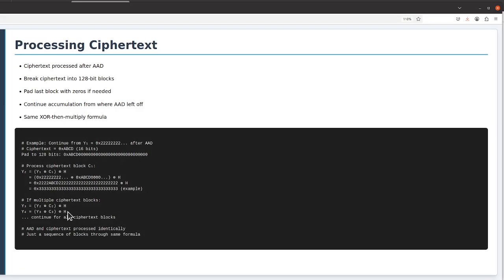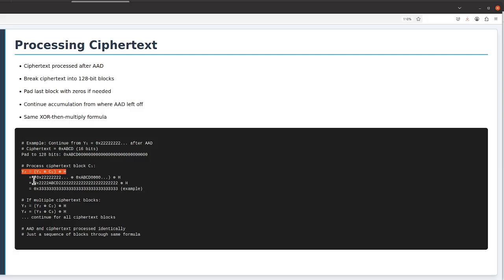Processing ciphertext. After processing the AAD, GHASH continues by processing the ciphertext. The ciphertext is also broken into 128-bit blocks, with 0 padding on the last block if necessary. Let's call these blocks C1, C2, up to CC, where C is the number of ciphertext blocks. The processing continues from where AAD left off. If you had A AAD blocks, your accumulator is YA. Now, you process the first ciphertext block.